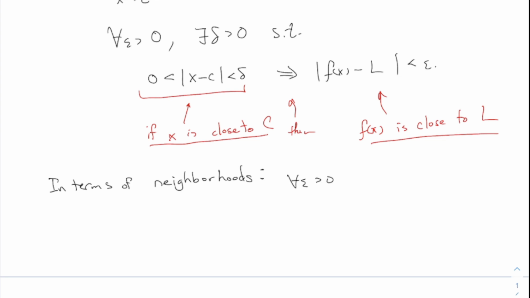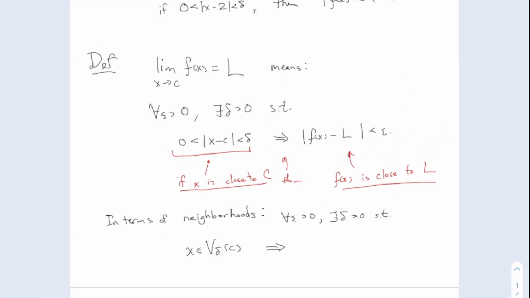For all epsilon greater than 0, there exists delta greater than 0 such that the one on the left means x is within distance delta of c. Another way of saying that is x is in the neighborhood of c, the delta neighborhood of c, right? That means the same thing. It means x is inside the neighborhood around c. Implies, can anyone write that one in terms of a neighborhood? Something is in the neighborhood around something with radius something.